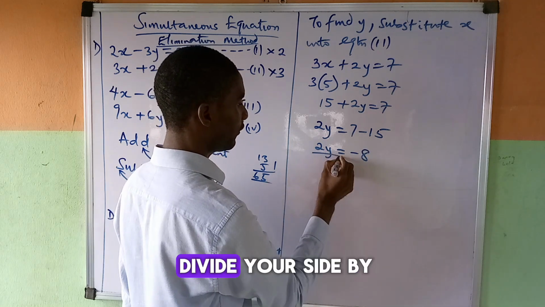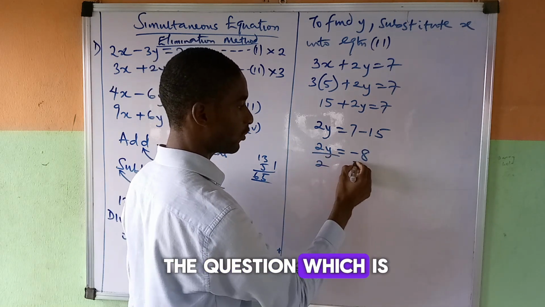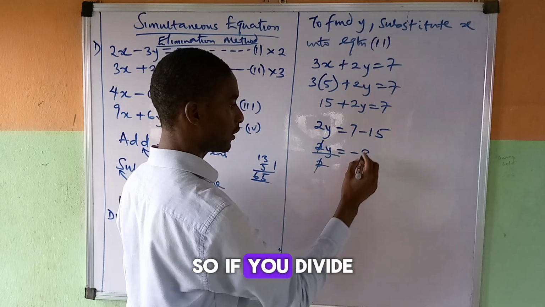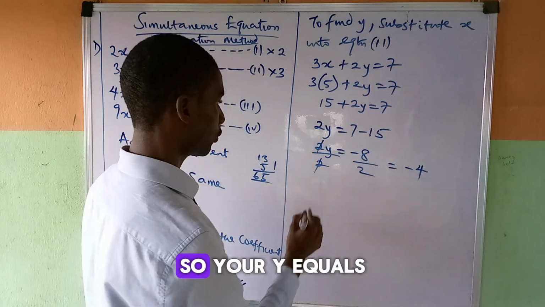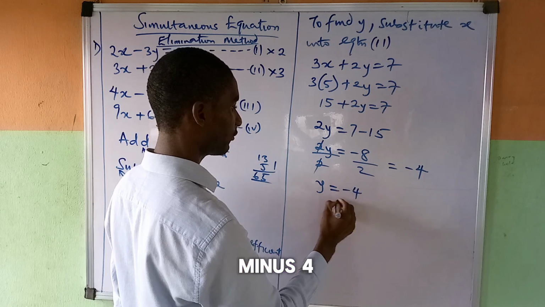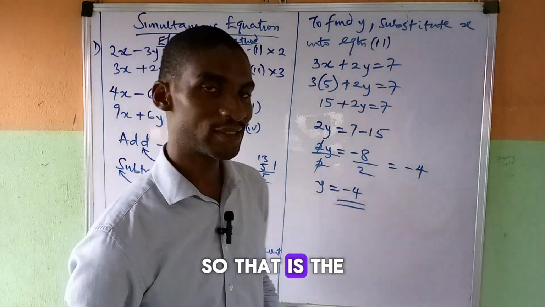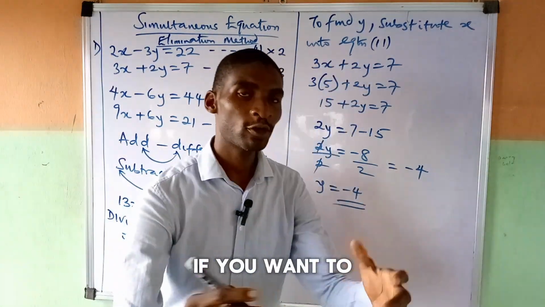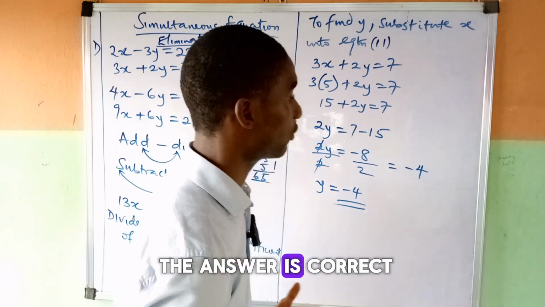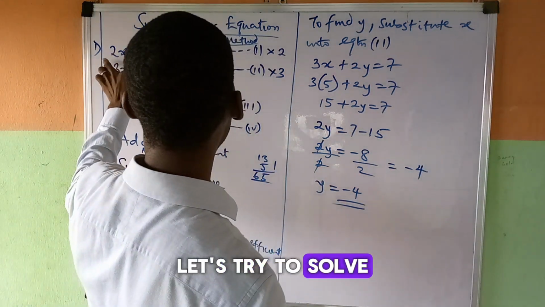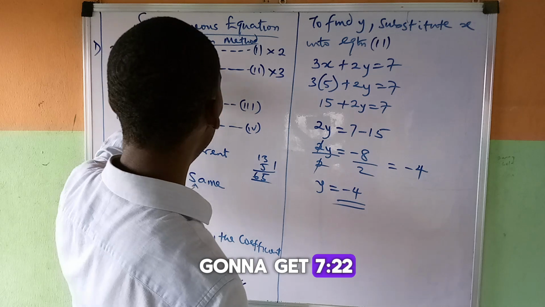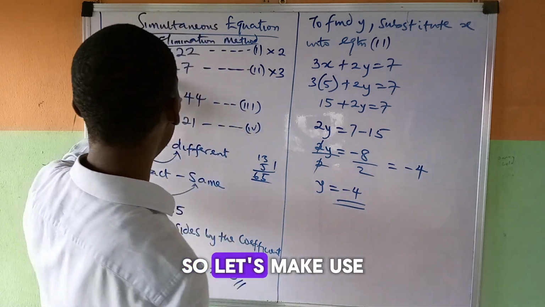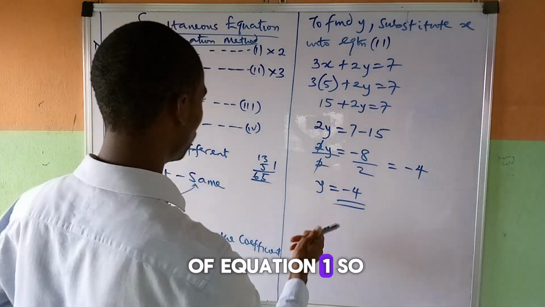And so you can now divide both sides by the coefficient of y, which is plus 2. So if you divide through, the answer will be minus 4. So your y equals minus 4. So that is the value for our y. Now if you want to cross-check to see if your answer is correct, let's try to solve using either of these two, and let's see if you are going to get 7 or 22. So let's make use of equation 1 to solve.